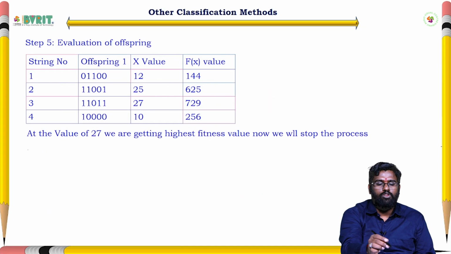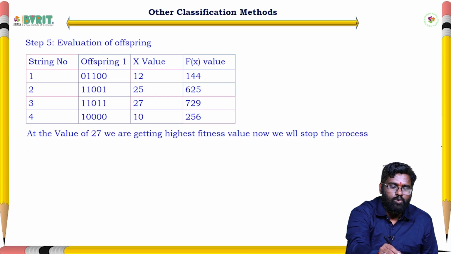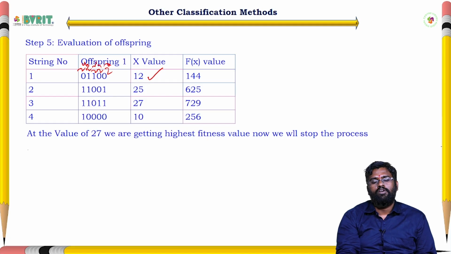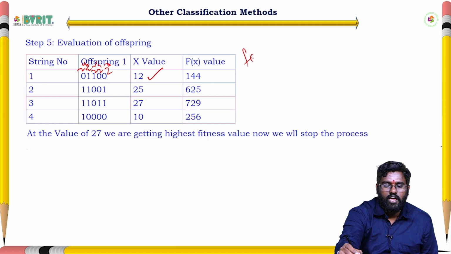Now, based on those 4 values, we have to write the equivalent x value. That means 2 power 0, 2 power 1, 2 square, 2 cube, 2 power 4. 8 plus 4 is 12. That value we have written here. Then for that x value, f of x means x square. So f of x, as given in the problem, is x square. That value is written.